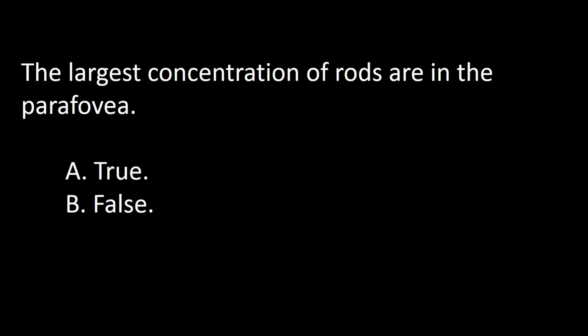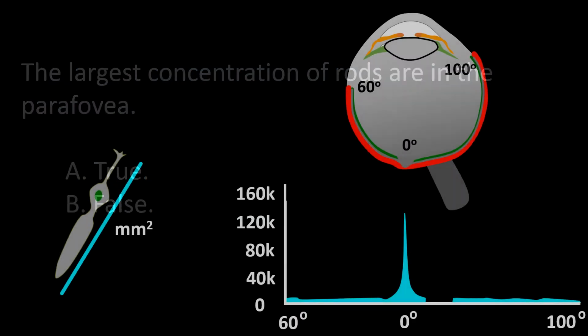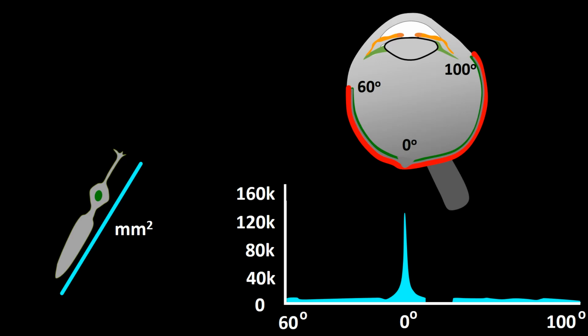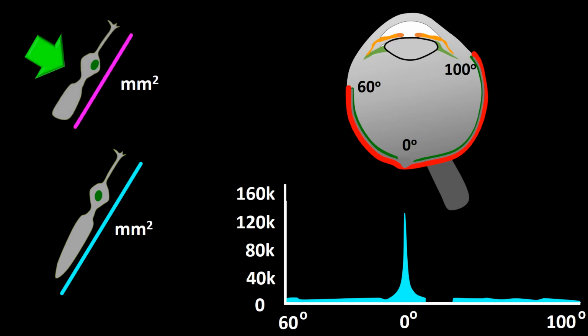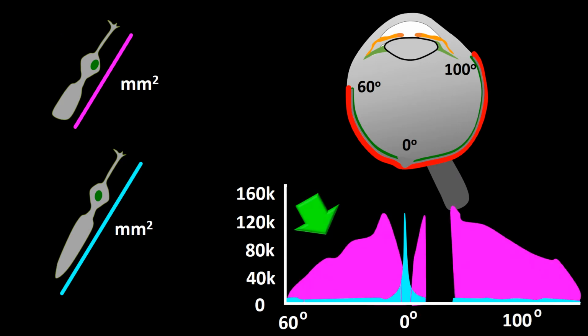Next question. The largest component of rods are in the parafovea. A, true. B, false. This is the same figure I just showed you regarding cones. The new element I am introducing here represents rods per square millimeters. As you can see, the distribution of rods is quite different from the distribution of cones.